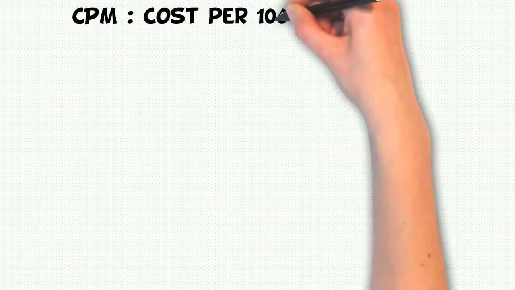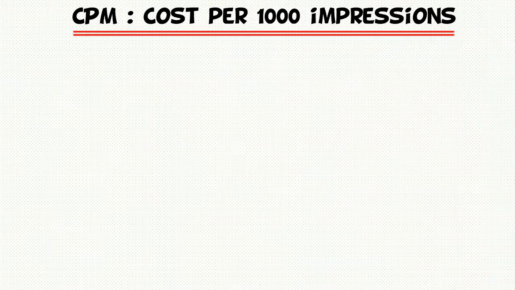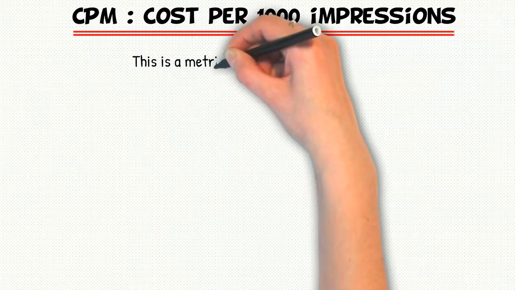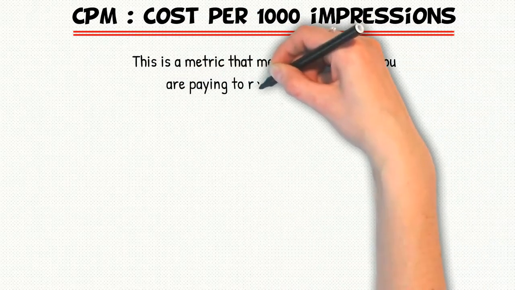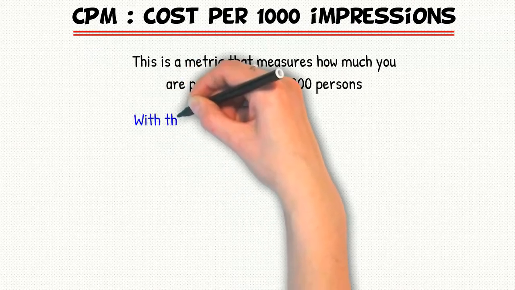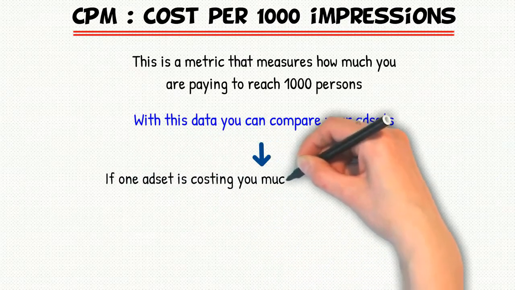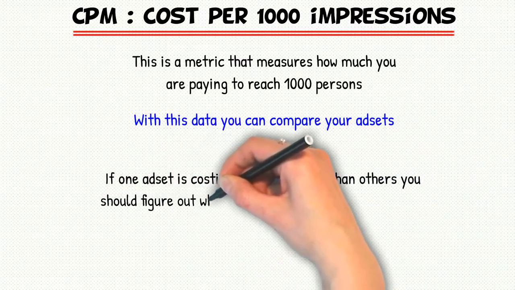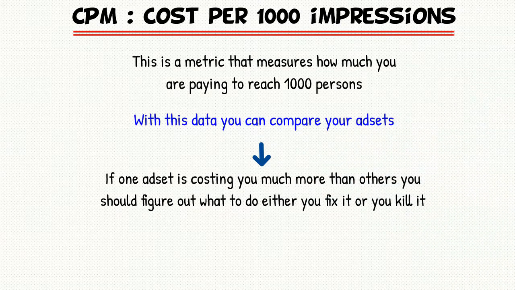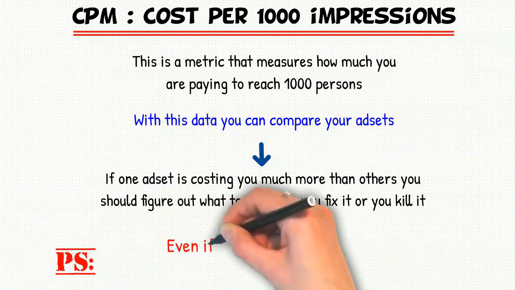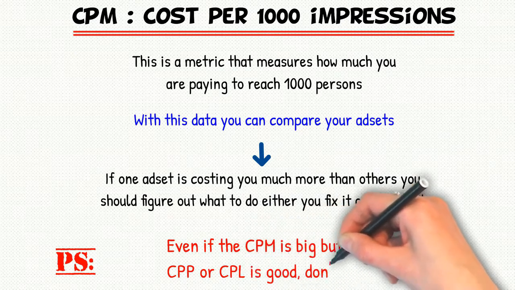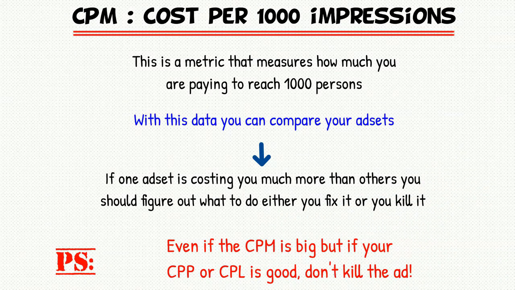Another important metric is the CPM, or cost per 1,000 impressions. This is a metric that measures how much you are paying to reach 1,000 persons. Using this data, you can compare your ad sets. If one ad set is costing you much more than the others, you should figure out what to do, either to fix this ad set or to kill it. Again, even if your CPM is big, but if your CPP or your CPL is good, don't kill the ad.